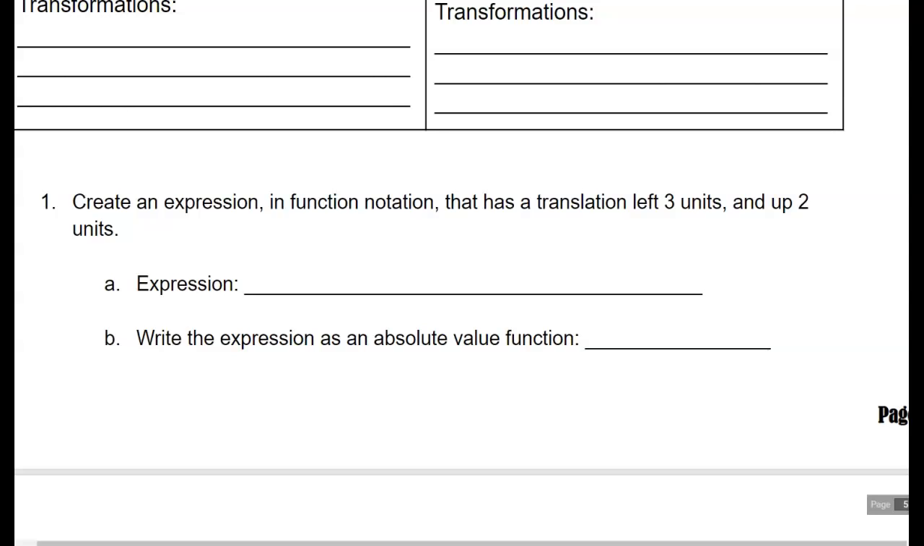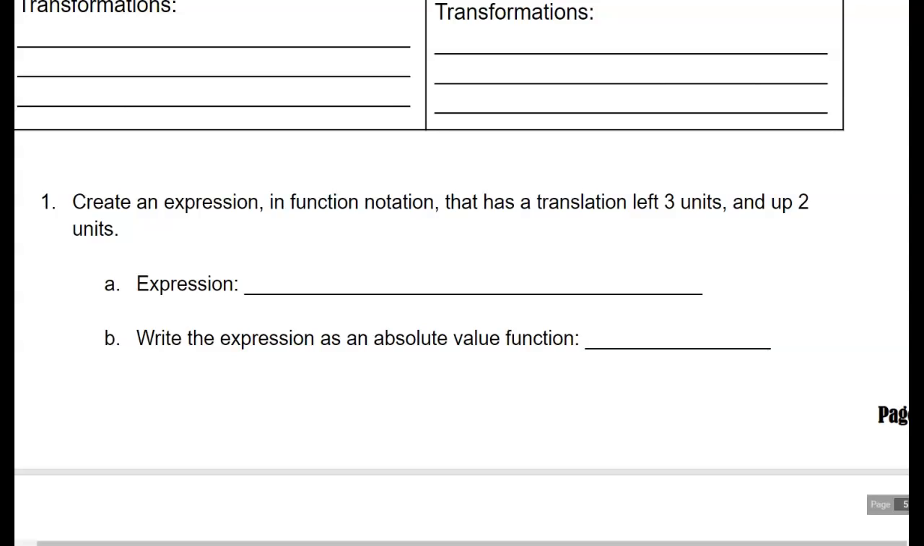So before we do dilations, we're doing this last translations problem. And the reason I want to go over this problem is because you're going to see something similar on your quiz next class. On your quiz next class. Yes, you heard me.